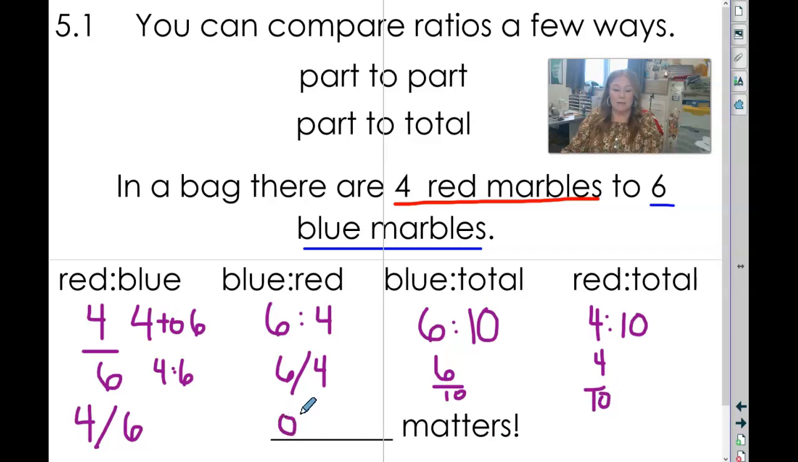So order matters. You have to put them in the order that the problem asks for. If it asks for blue to total and you write 4 compared to 6, that's going to be wrong. That was red to blue. And when we're doing the total, we're just putting them all together, adding those together. So go ahead and finish up your notes, and you are done with your 5.1 notes.